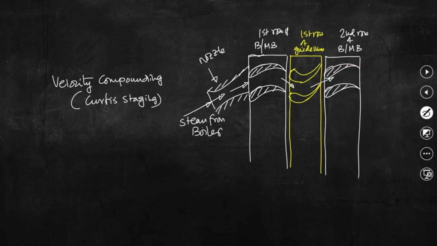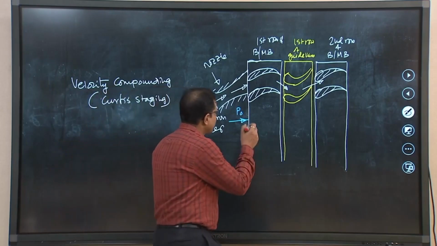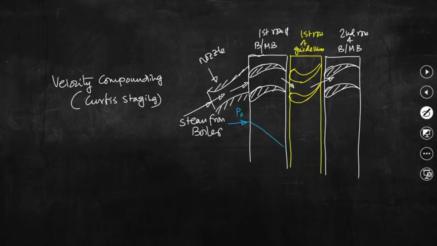So, pressure of the steam which is coming out from the boiler and entering into the nozzle is very high, and the total pressure drop will occur inside the nozzle only, and the pressure will remain constant thereafter. So, this is P equal to constant. This is P1, this is P2 like this.